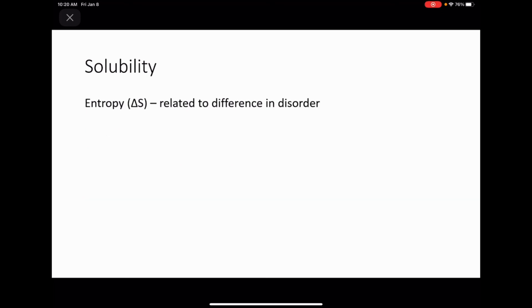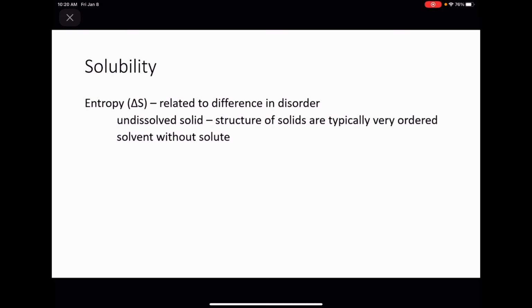Now there is, in thermodynamics, another part, there's entropy, and that's related to the difference in disorder. It's a little trickier to discuss entropy, or at least to have a simple picture of entropy. If we have an undissolved solid, the structure of the solids are typically very ordered, right? So they're not high entropy, they're very low entropy, okay? And then what's the entropy of the solvent without the solute? That is tricky to decide. It could be very ordered, it could be somewhat disordered. And so versus the disorder introduced when we put the solute in the solvent.